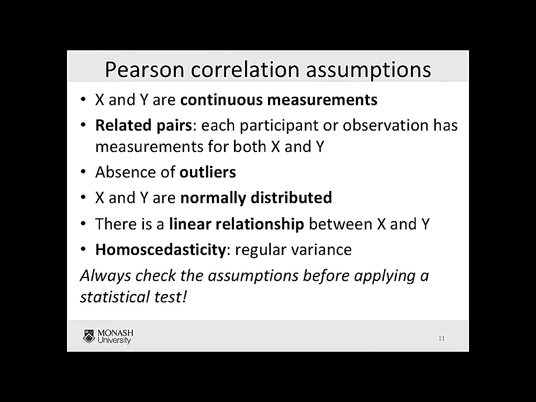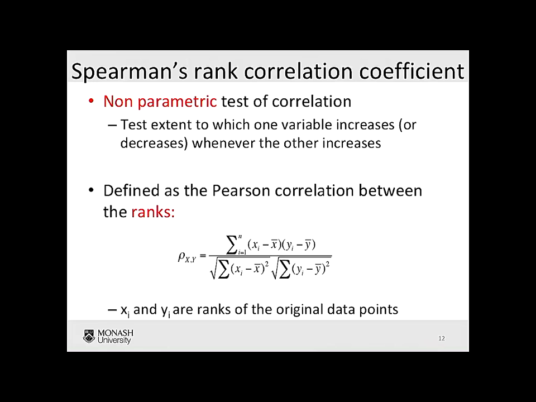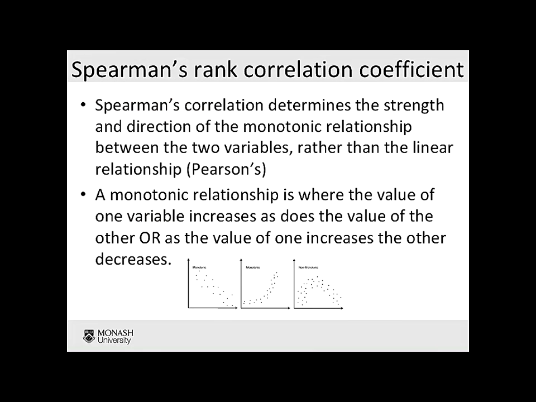That's usually when we have outliers, a very skewed variable distribution, or irregular variance. So it's a slight variation. It determines the strength and direction of the relationship between the variables rather than the linear relationship. So it looks to see whether it's negative or positive, and the strength of the relationship.